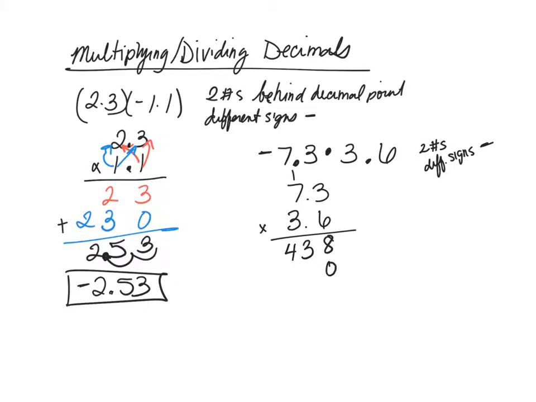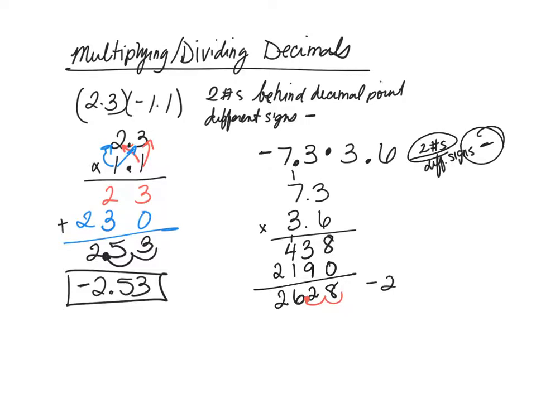And then I leave a space or a 0 for my placeholder, and 3 times 3 is 9, and 3 times 7 is 21. And then we can add. 8 plus 0 is 8, 3 plus 9 is 12, 1 plus 4 is 5, plus 1 is 6, and 2. And we said 2 numbers behind the decimal point, so my decimal, 1, 2. And then I believe we said the final answer is negative, so negative 26.28 is our final answer.